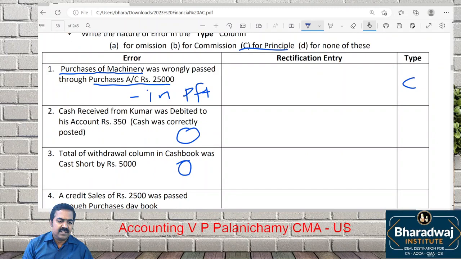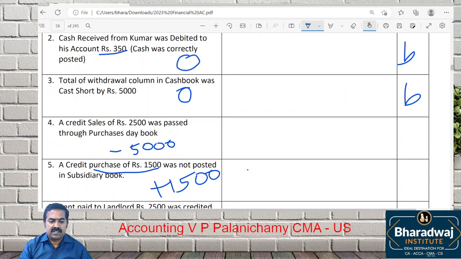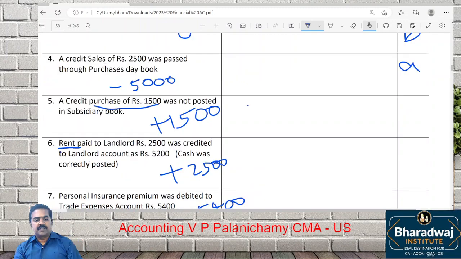Okay. Not recording. Cash receipt from Kumar wrongly debited. Error of commission. Wrong totaling also, error of commission. Totaling a wrong amount, carrying forward a wrong amount, error of commission. Credit sales was not posted, passed through purchases book. Error of omission. Credit purchase was not posted in the subsidiary book. Error of omission. Point number 6. Entering a wrong amount, wrong account. Error of commission.